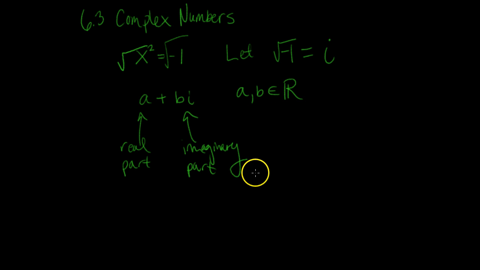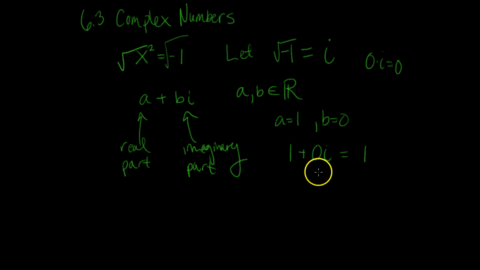So an example of a complex number: all of the real numbers are complex numbers, because if you think about it, suppose that a is equal to 1. If b is equal to 0, 1 plus 0i, well, that's a complex number. It's also equivalent to 1. So that's another property. 0 times i is equal to 0.